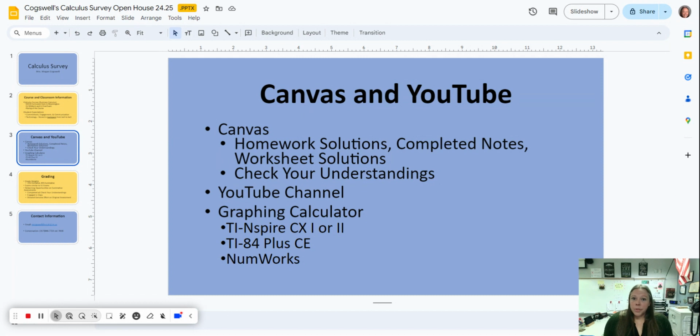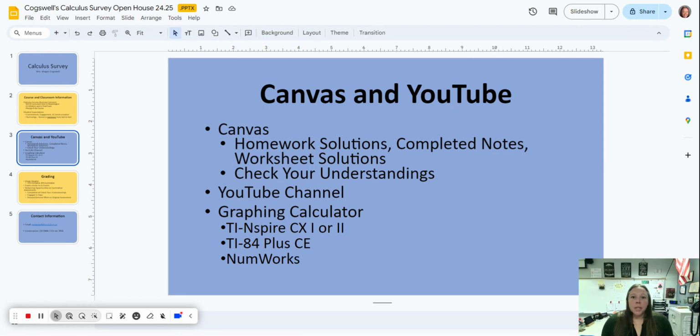So we will use Canvas, of course, and in Canvas is where they'll find their homework, their completed notes, any worksheets that we've done, the answers to those worksheets. But more importantly, in Canvas is their Check Your Understanding. So they have their textbook homework, that's the traditional homework, and those solutions are in Canvas. Then I want them to do a Check Your Understanding. So it's 4 questions that go with each section. And this will give students a way of almost assessing themselves on how they're doing with that homework assignment. And it also shows me how they're doing as well.